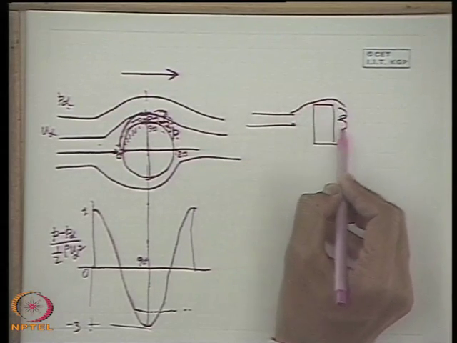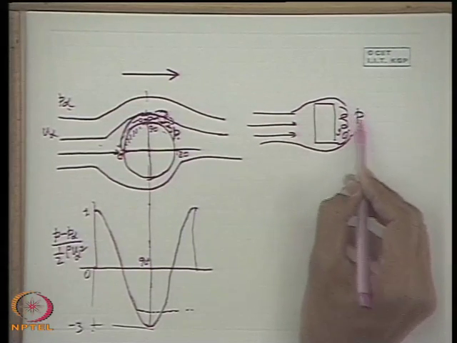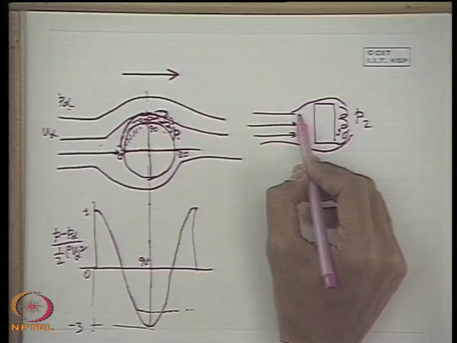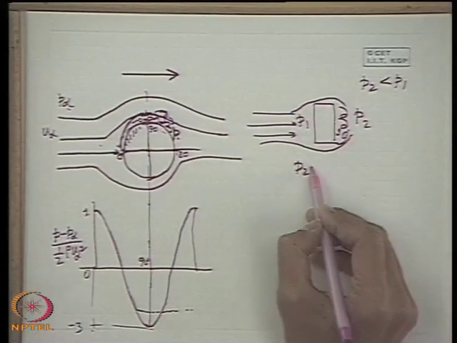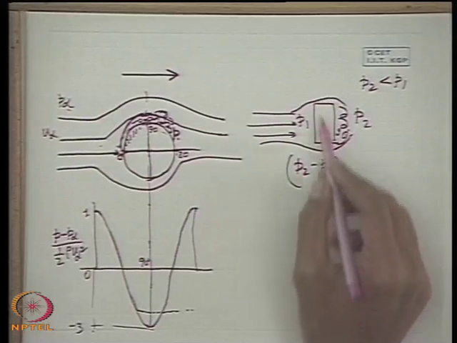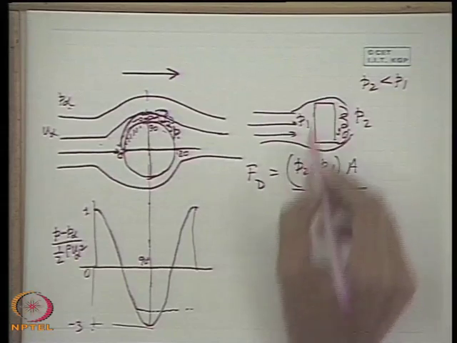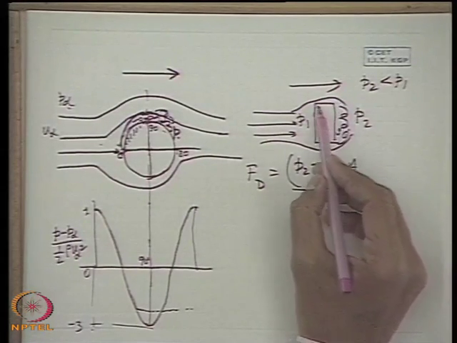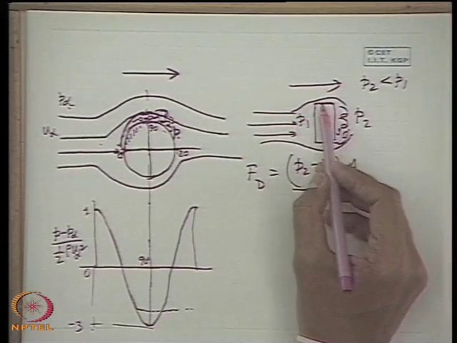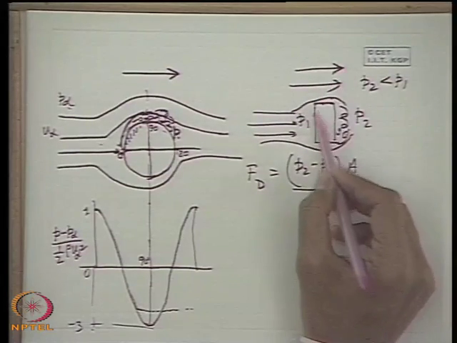So, you see, due to the boundary layer separation, the pressure in this part, let this be P2, and in this part the pressure is P1, P2 is less than P1. So, P2 minus P1 times the frontal cross-sectional area A gives a drag force in this direction, in the direction of flow. But there is another drag force because of the skin friction, which is because of the shear stress between the fluid and the solid surface.